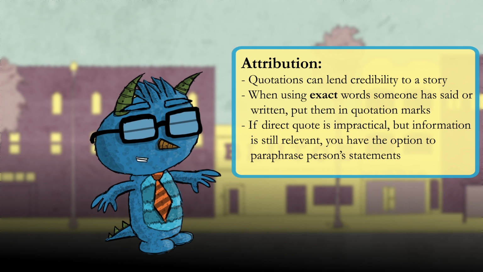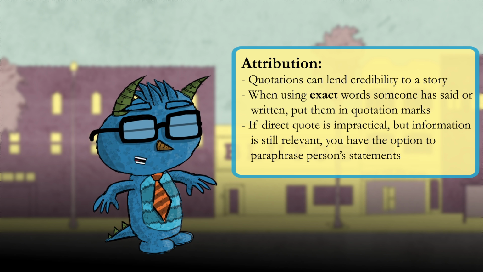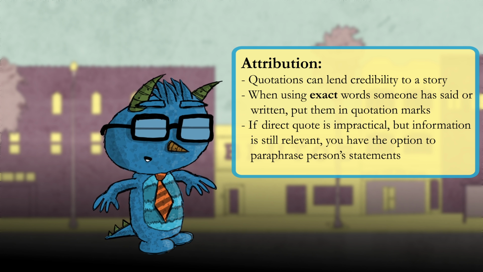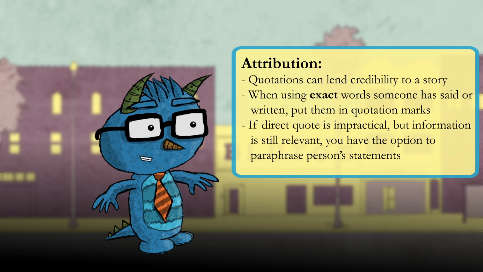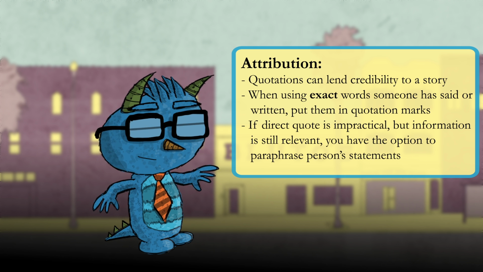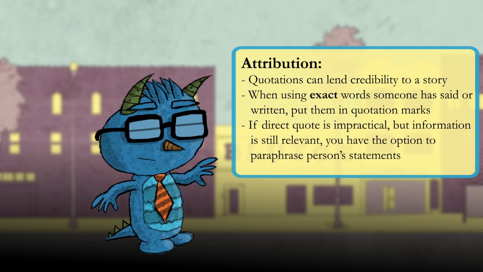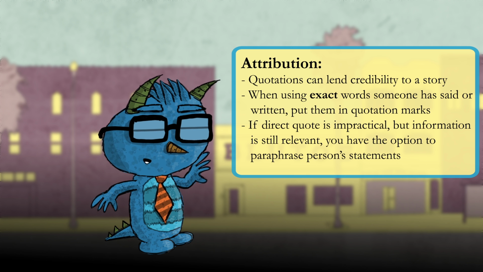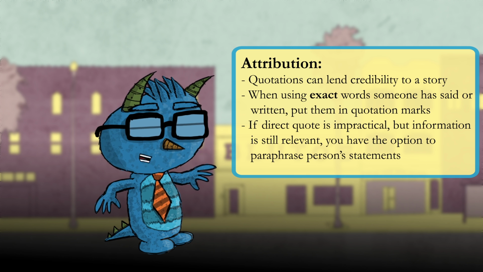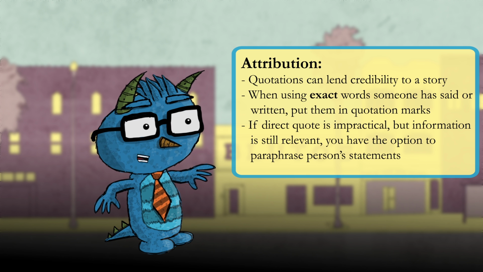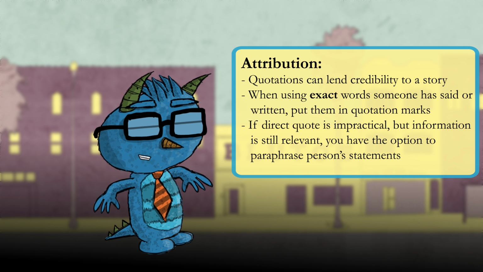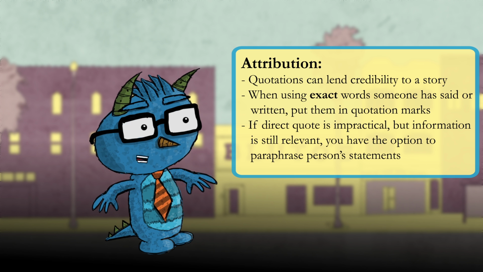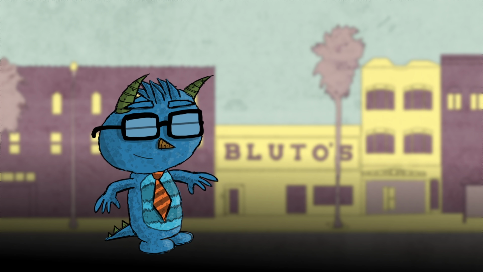Another important aspect of writing in this style is using attribution. Quotations are forms of attribution that lend credibility to a story. When using someone's exact words, emphasis here on the word exact, put them into quotation marks and identify who said those words. Sometimes individual quotes may be too long or may skip around in tangents that are not relevant to the audience or to the story that you're reporting. In these instances, it's acceptable to paraphrase what the person is saying.